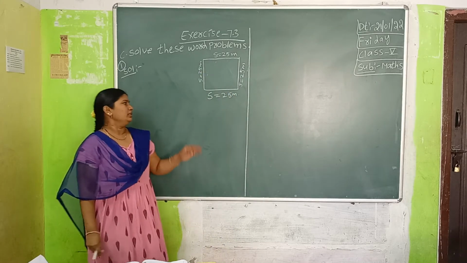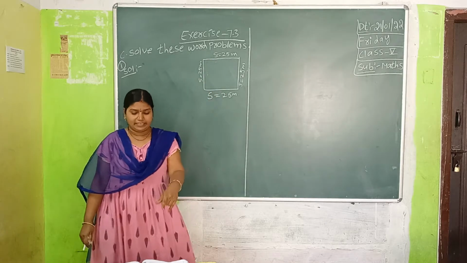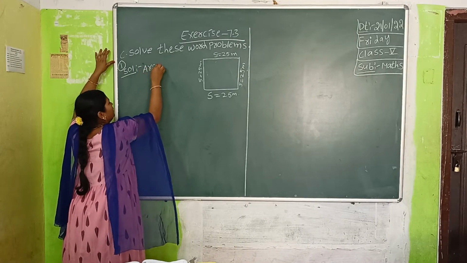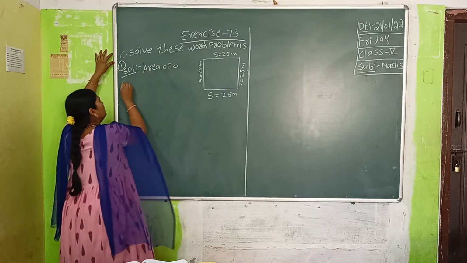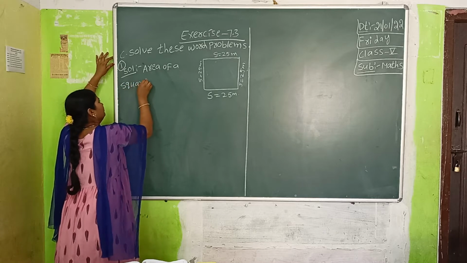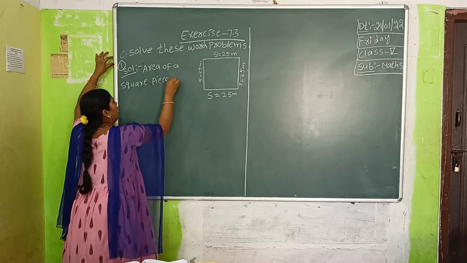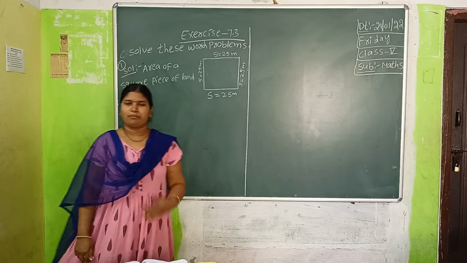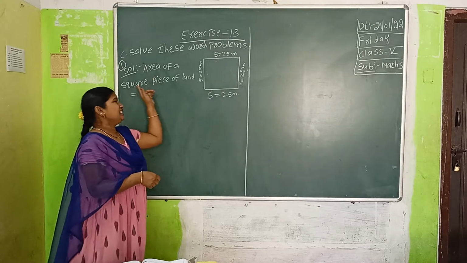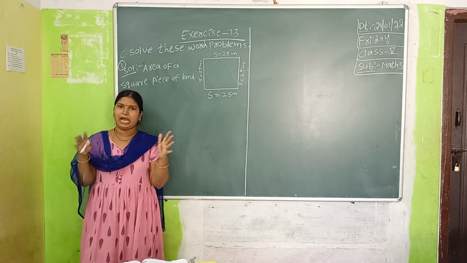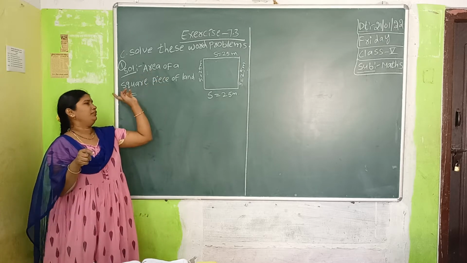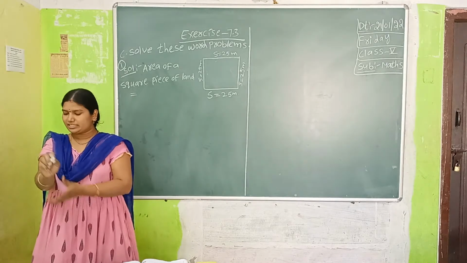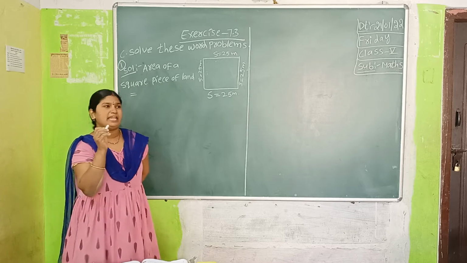Okay. So now we have to find the area of the given square piece of land. Therefore, area of a square piece of land. First of all, write down the formula. You have to observe the area of a square. What is the area of a square? Do you know that formula? Yes. That is side into side.